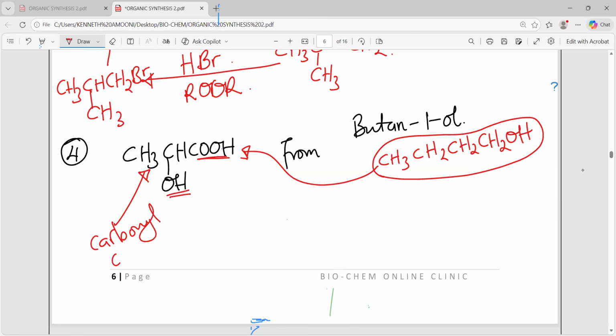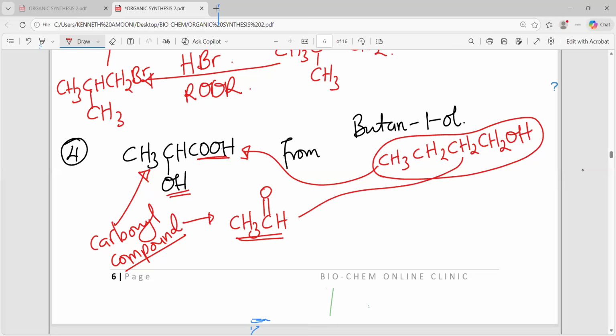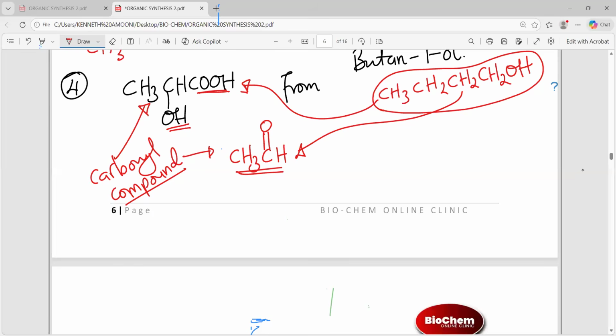But which carbonyl compound is it coming from? It is coming from most likely this carbonyl compound, CH3CHO, ethanal. You're seeing that? So we have to see a way of transforming this to that. And as you can see, the number of carbon atoms has reduced. Last time we discussed the reactions that can reduce the number of carbon atoms, and the most suitable one that we can use here is going to be ozonolysis.